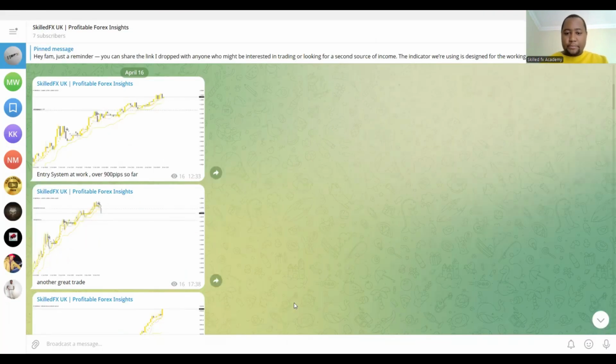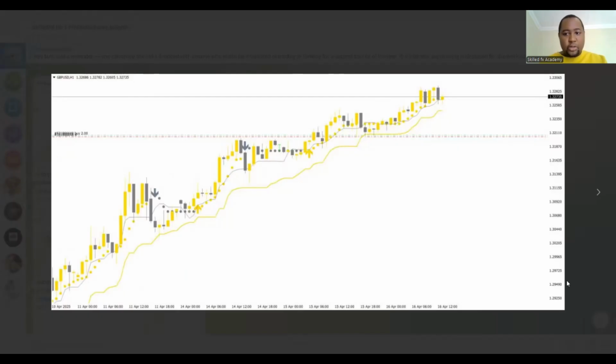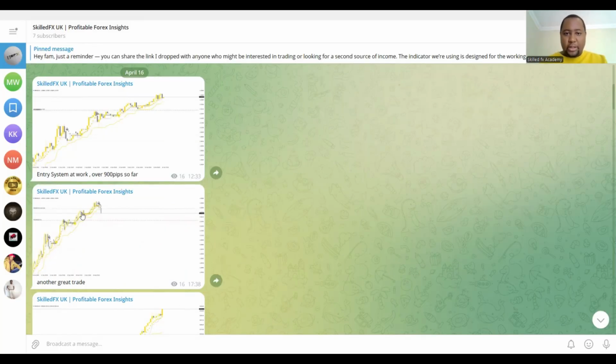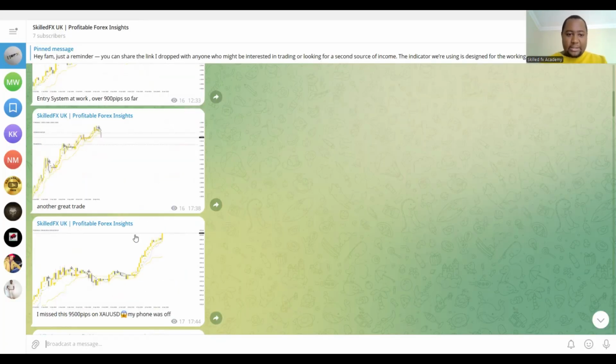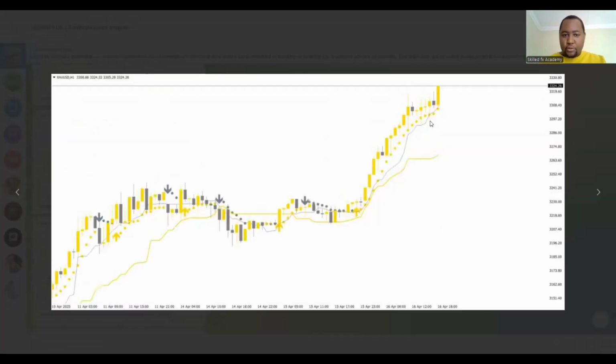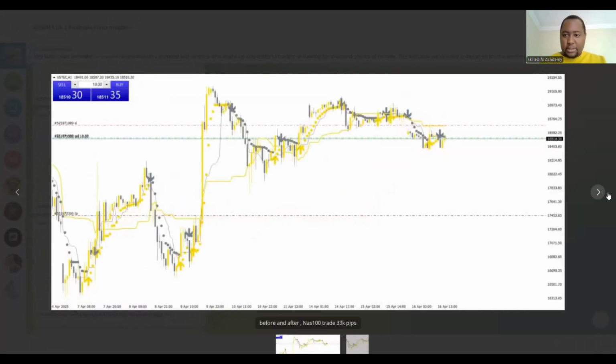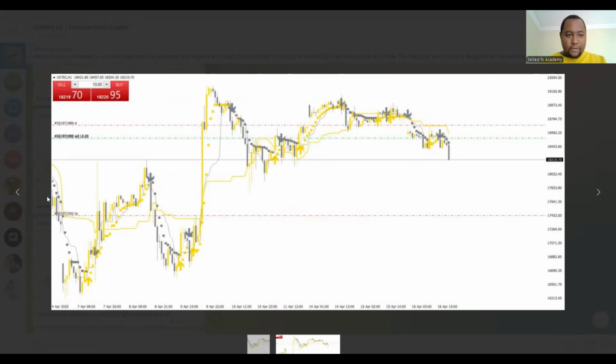Let me see if that Telegram is showing. I think it is. There we go. So these are some of the trades that I took, shared on Telegram, guys. Pound USD again, according to exactly what I just said. I do not trade opposite to what I just said. It's just simple rules that apply to this system. This was beautiful, beautiful entries here. As you can see, this was the before from Nasdaq, and this was the after.